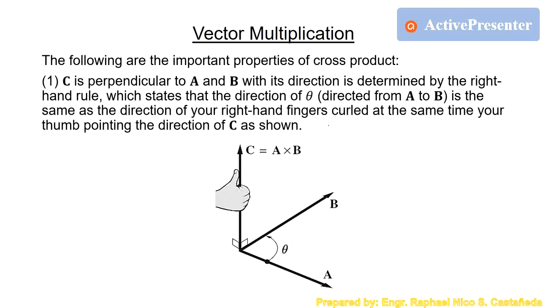In the direction determined by the right hand rule, as I said earlier, the direction of theta, which is directed from A to B, is the same direction as your right hand fingers, which are curled, at the same time as your thumb, pointing in the direction of C, as shown in the figure.